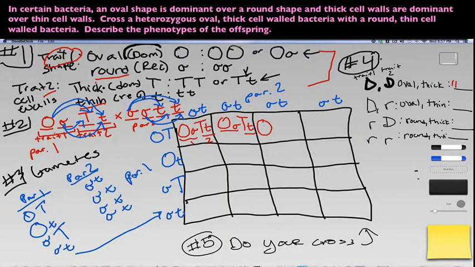Okay, and continue on. Big O, big T, little t. Another tally mark over here. And then big O, little o, big T, little t, another tally mark over here. That was pretty simple. Let's move down to the next row.